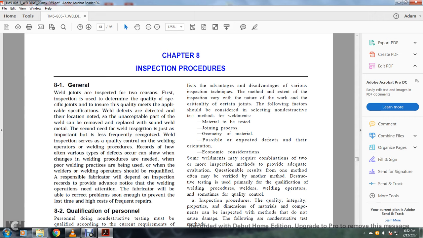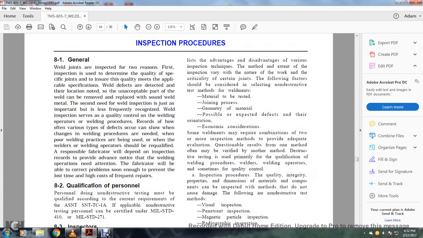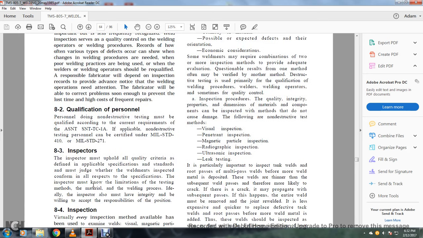The welding procedure record shows how various types of defects occur and can show with the change of the welding procedure is needed when poor quality or poor welding practices are being used. When the welders and welding operators should be qualified, the responsible fabricator will depend on the inspection record to provide adequate advance notice when welding operators need attention, so the fabricator will be able to correct the problem soon enough to prevent the loss of time and the cost of frequent repairs.